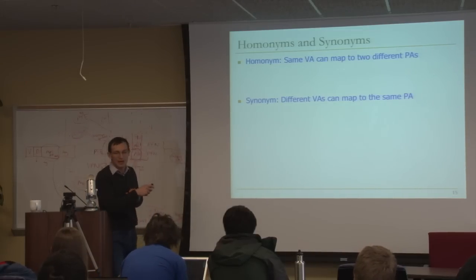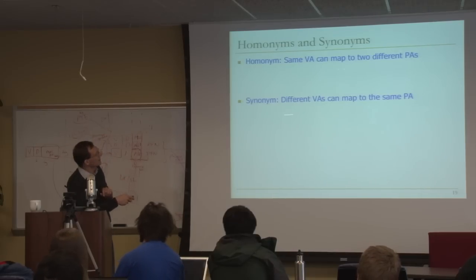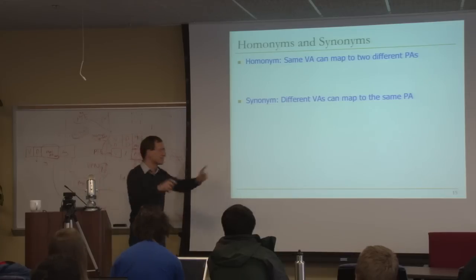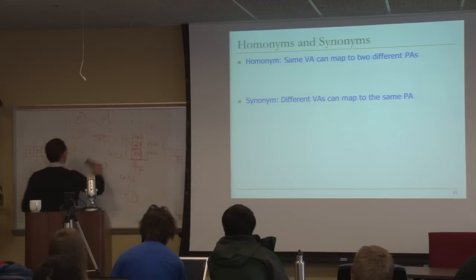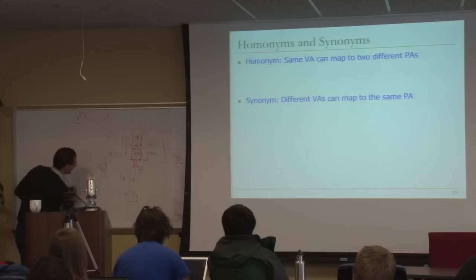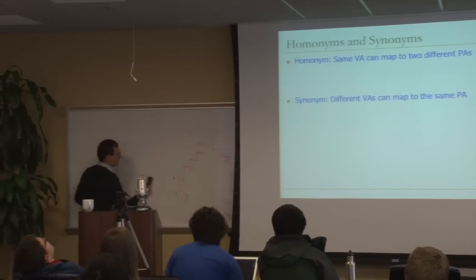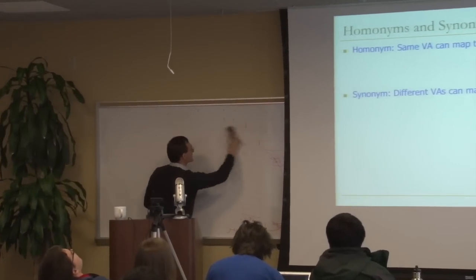There are actually two kinds of problems when you have a virtually addressed cache. The second one I described, but we'll talk about it in more detail. The homonym problem is that you can have the same virtual address that maps to two different physical addresses. When can this happen? Any thoughts? Now you know virtual memory, so you can tell me when the same virtual address can map to two different physical addresses.